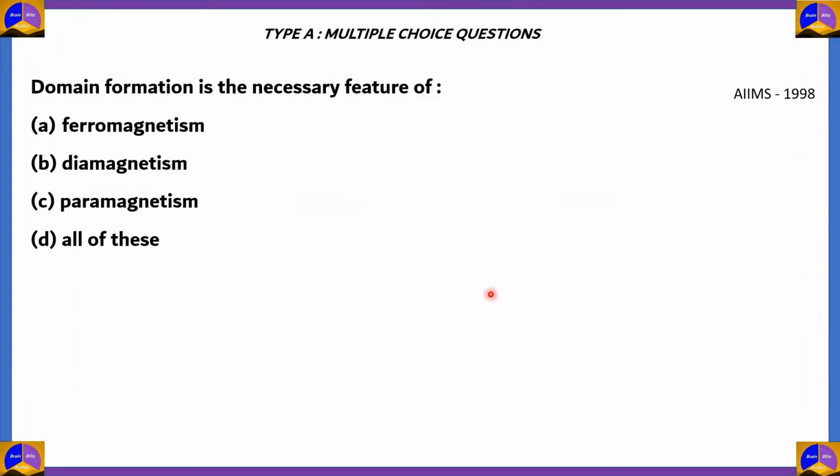The question states, domain formation is the necessary feature of A. Ferromagnetism, B. Diamagnetism, C. Paramagnetism, D. All of these.